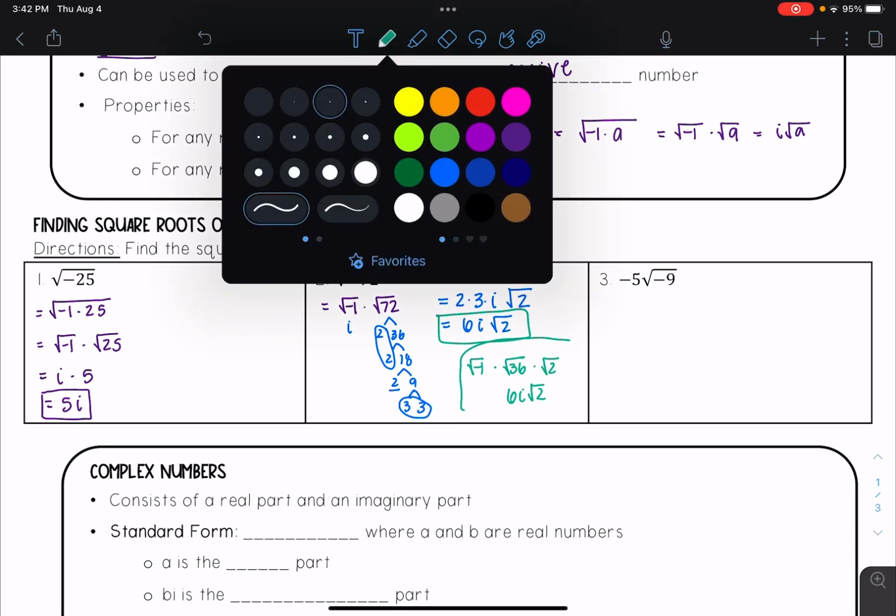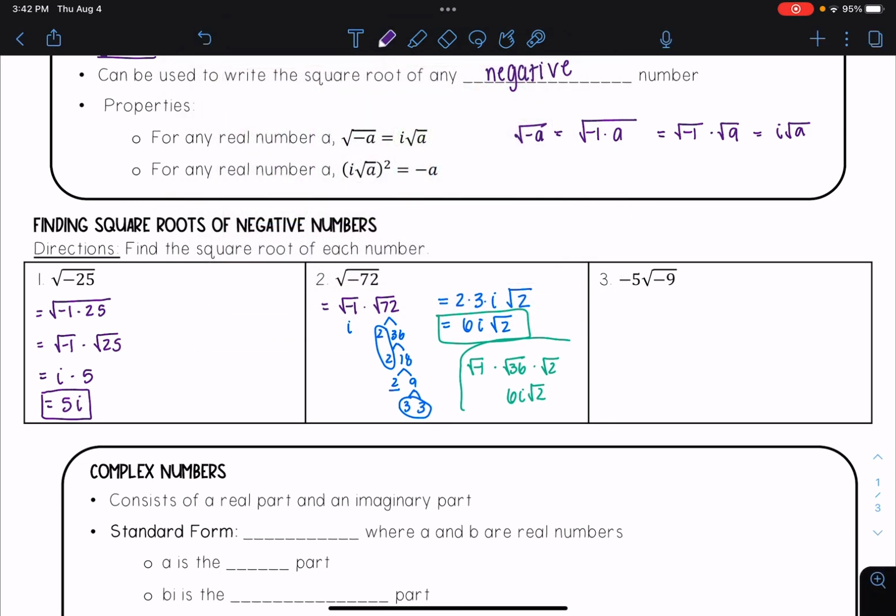Okay, looking at one last one. Here I have -5 times the square root of -9. Well, the square root of -9, I can rewrite as the square root of -1 times the square root of 9. The square root of -1 is just equal to i. The square root of 9 is equal to 3. And so multiplying those all out, I get -15i.